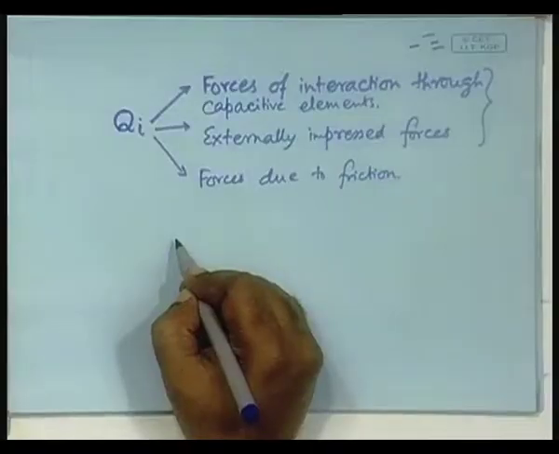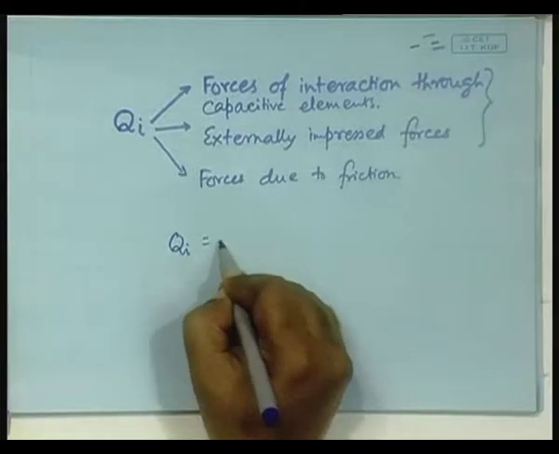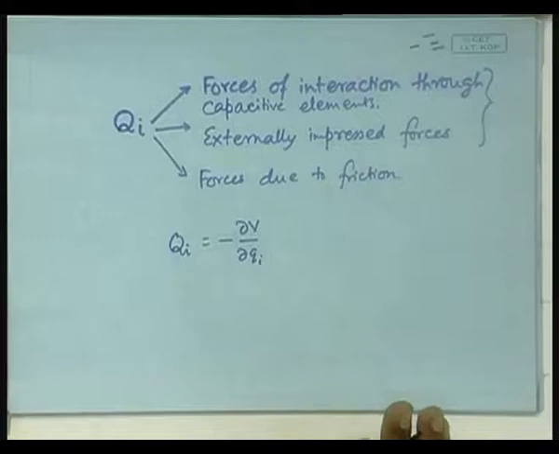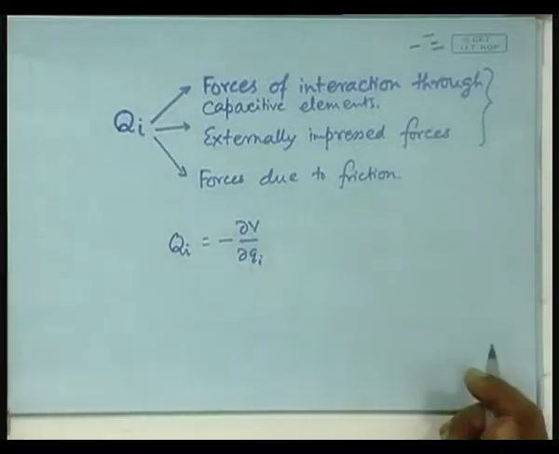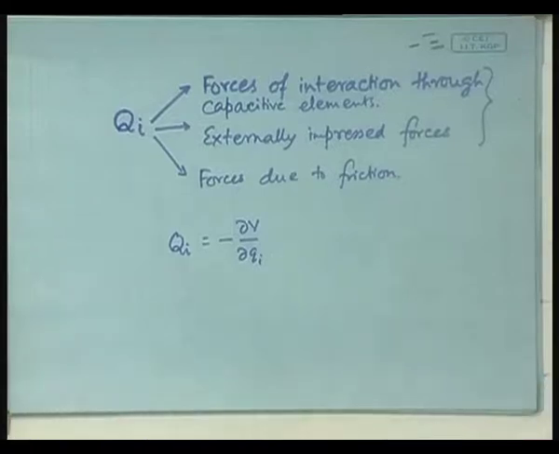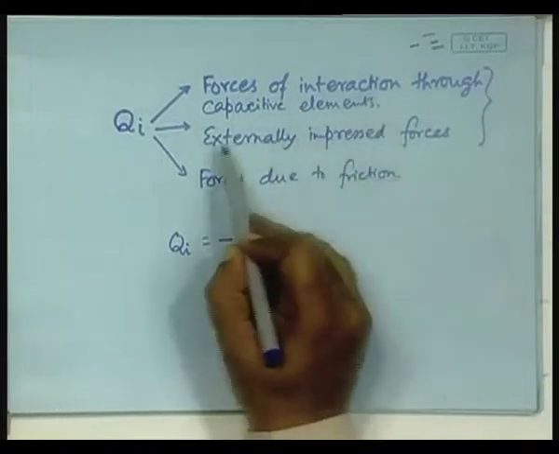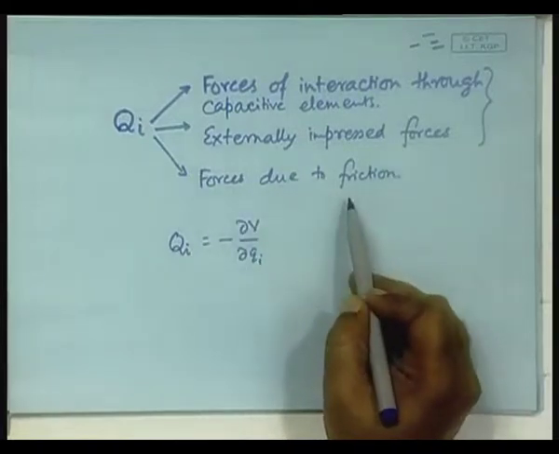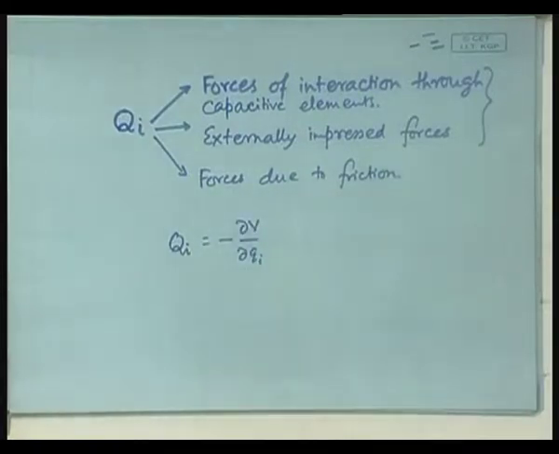So, that is how we proceeded, and when we did so, we wrote Q_i is minus the derivative of the potential. This was just to recapitulate where we were. So far we have only taken into account these two types, and we have not yet accounted for the forces due to friction. So, that is what we will try to do today.